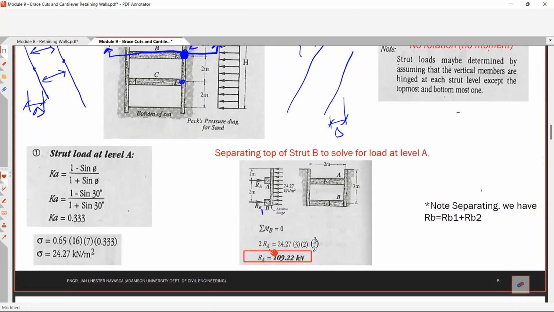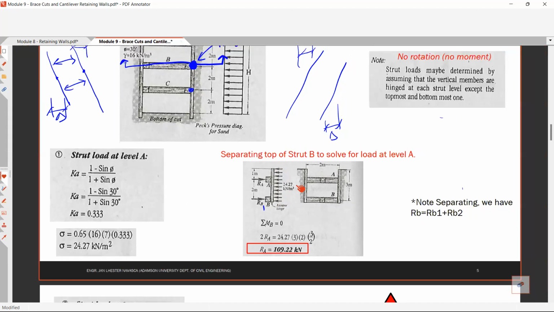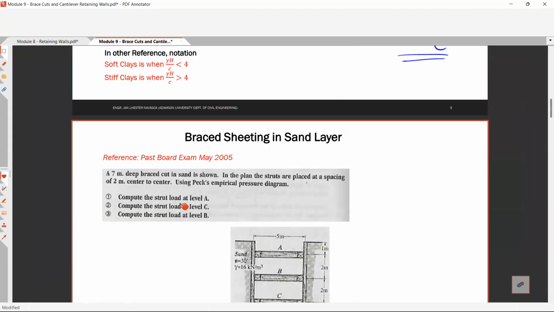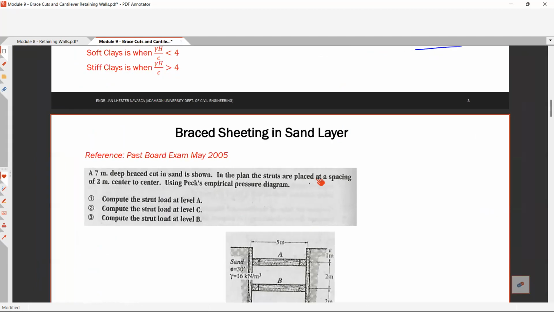So 2 meters distance times RA is equals to 24.27 times 3, the total length nito is 3 meters, then times 3 times 2 meters. This 2 meters is using a spacing of 2 meters.